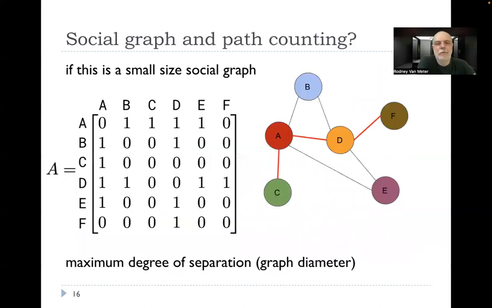For example, if we want to calculate the diameter of a graph, we can do that too by figuring out how many time steps it takes us, how many powers of the matrix A we have to calculate in order to get to the state where every entry in the matrix is non-zero. That's an interesting way of actually calculating something.